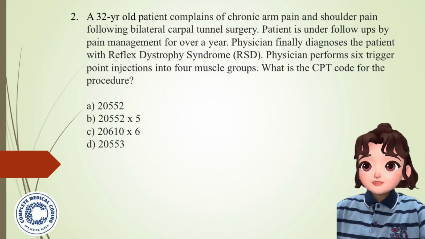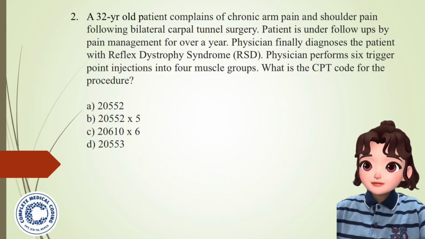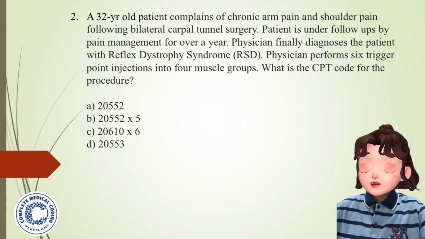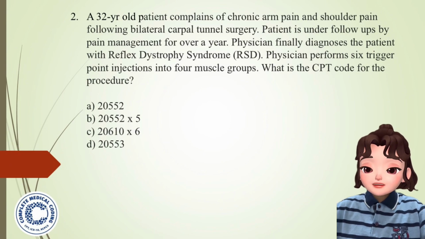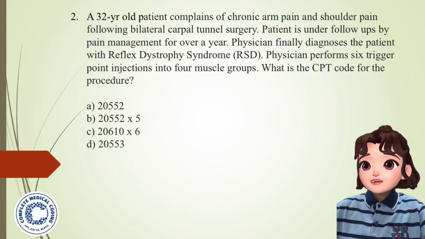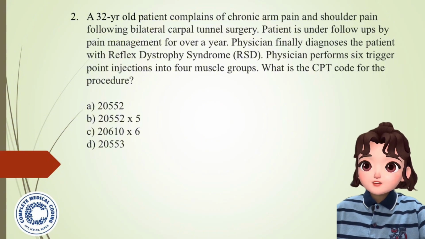Let's directly move to the options one by one. What is 20552? Here you have to code for 6 injections. 20552 is injection, single or multiple trigger points, 1 or 2 muscles. You need 4 muscle groups, right? 6 trigger injections in 4 muscle groups, not 1 or 2 muscles. So that is the wrong CPT code. Option B is also the same, 20552 times 5, but that is wrong.